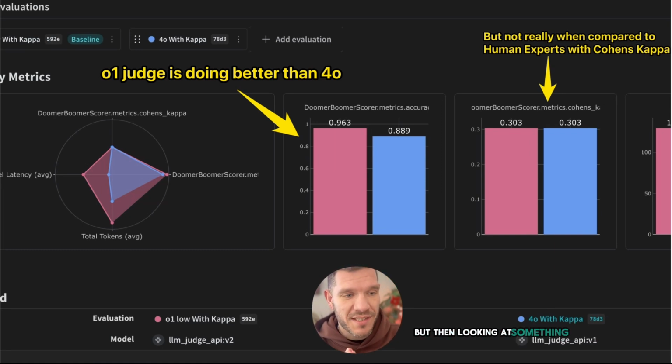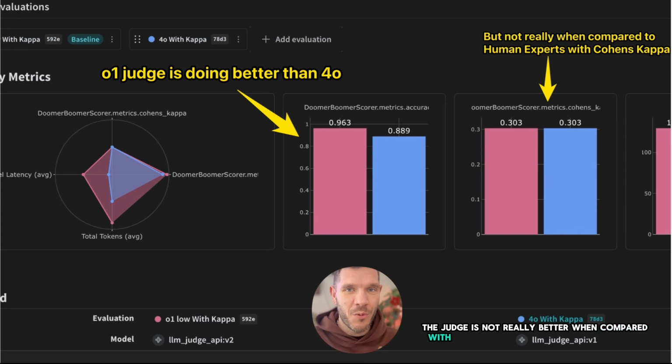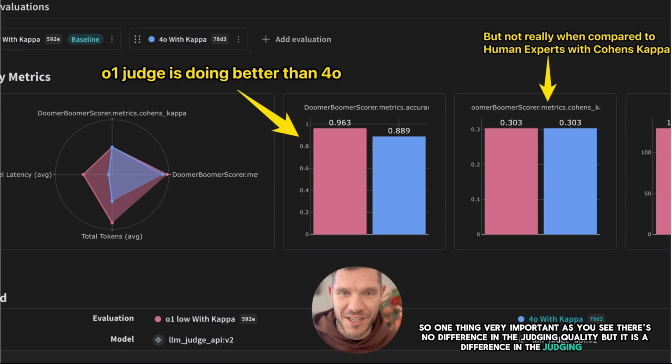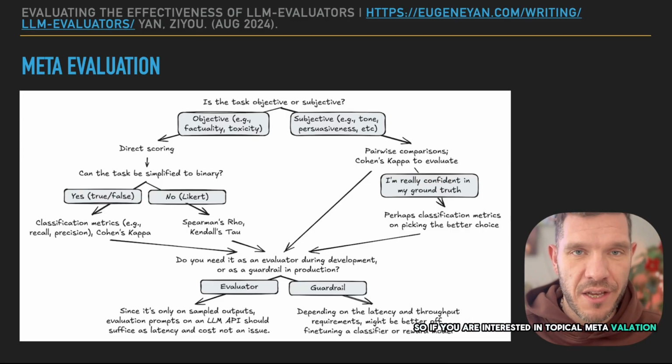But then looking at something like a correlation, I noticed that it's not really true. The judge is not really better when compared with human experts using something called Cohen's kappa. Cohen's kappa is a correlation metric with inter-rater alignment. So alignment between our judges and human in the loop, or human graded answers, for example. So one thing very important, as you see, there's no difference in the judging quality, but it is a difference in the judging score.